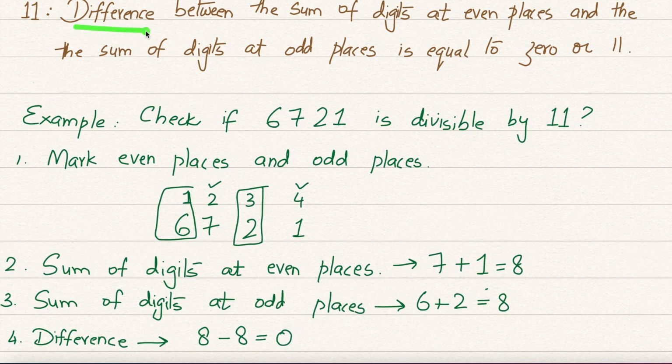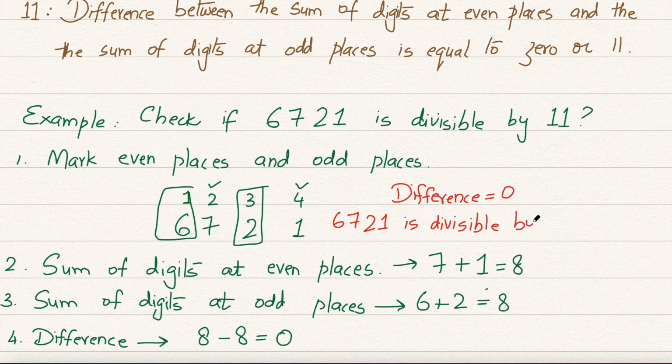If the difference is equal to 0 or 11, that means you need to find the difference and check if the difference is 0 or 11. If the difference is either 0 or 11, then that number will be divisible by 11. The difference is 0. That means this number is divisible by 11. We can write here that difference is 0. 6721 is divisible by 11.